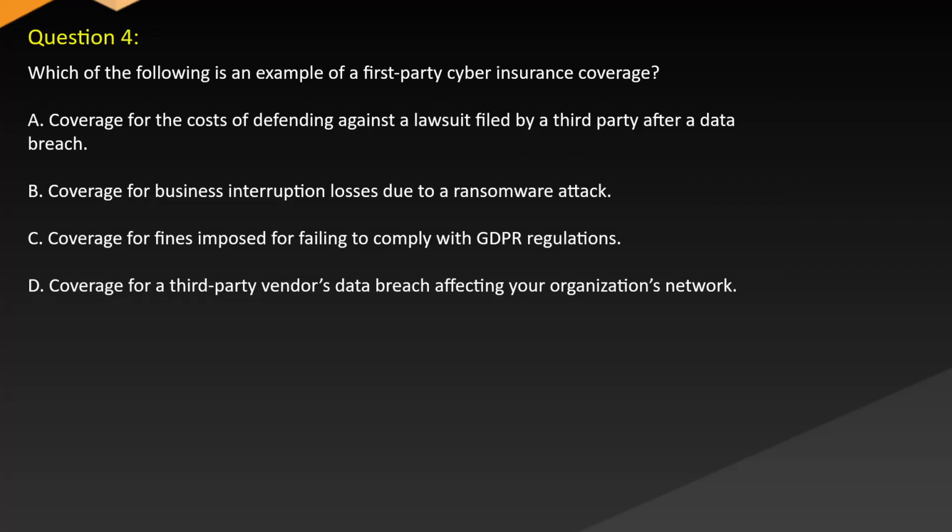Question 4. Which of the following is an example of a first-party cyber insurance coverage? A. Coverage for the costs of defending against a lawsuit filed by a third party after a data breach. B. Coverage for business interruption losses due to a ransomware attack. C. Coverage for fines imposed for failing to comply with GDPR regulations. D. Coverage for the third-party vendor's data breach affecting your organization's network.